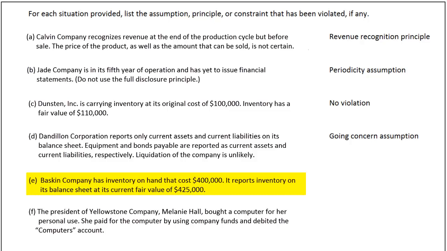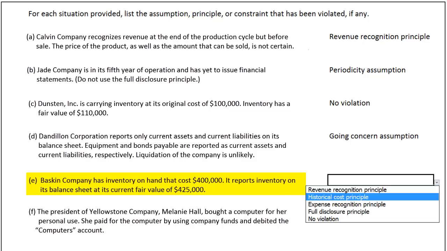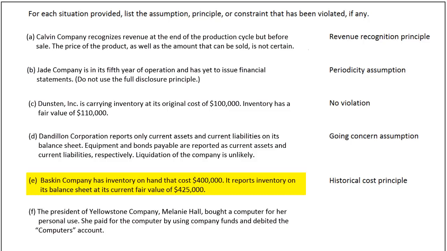Baskin Company has inventory on hand that costs $400,000. It reports inventory on its balance sheet at its current fair value of $425,000. Recall that the historical cost principle requires that companies account for and report all transactions on the basis of acquisition price. Hence, this is a violation of the historical cost principle.